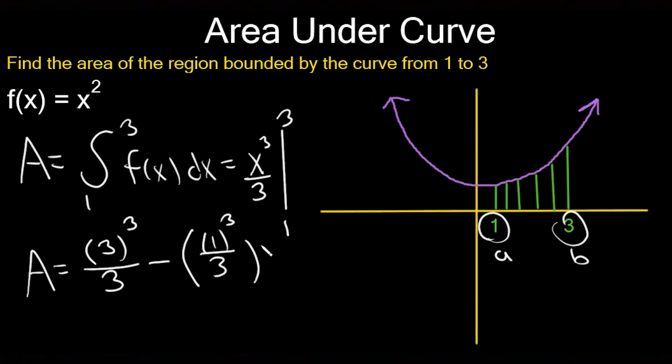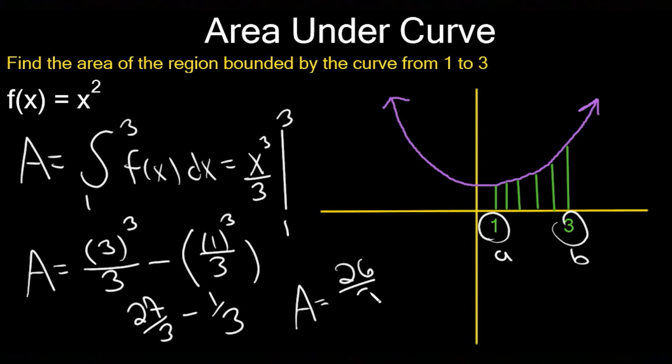And then we're simply going to do it out. 3 to the third power gives you 27, so I get 27 all over 3. And then minus, well, 1 cubed gives you 1, and then over 3, so I get 1 over 3 here. This is nice because they have the same common denominator, so I'm just going to subtract. Area is going to be equal to 26 over 3. As a decimal, that's 8.6 repeating, but I'm going to leave it like this. And there it is, that's the area under the curve.